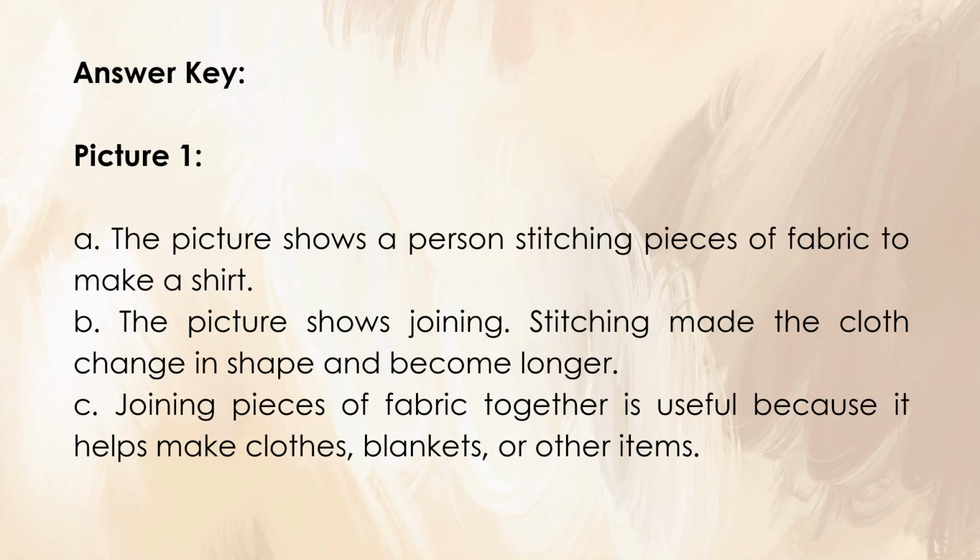Answer key. Picture 1. A. The picture shows a person stitching pieces of fabric to make a shirt. B. The picture shows joining. Stitching made the cloth change in shape and become longer. C. Joining pieces of fabric together is useful because it helps make clothes, blankets, or other items.